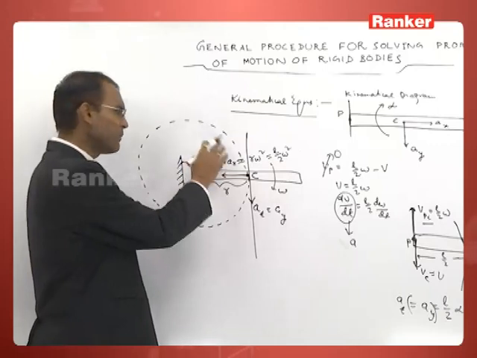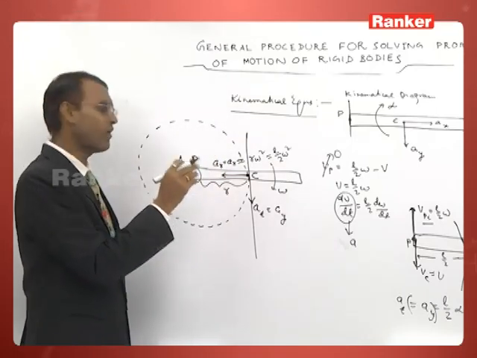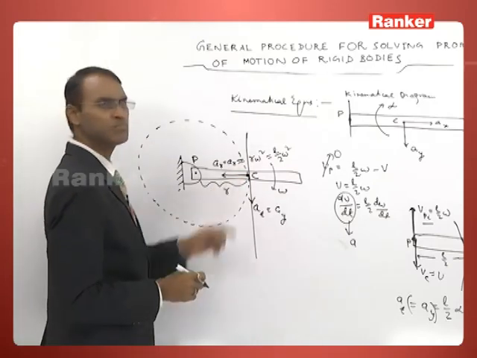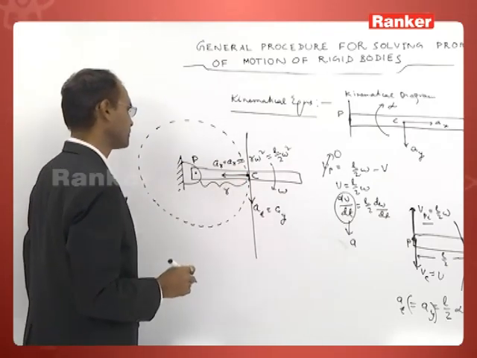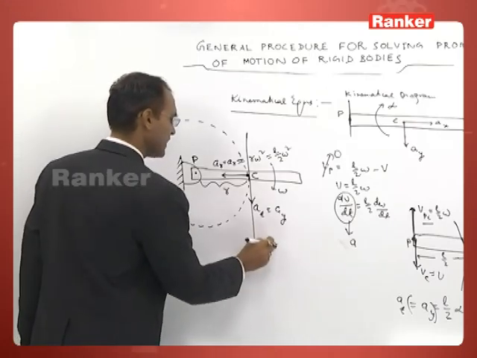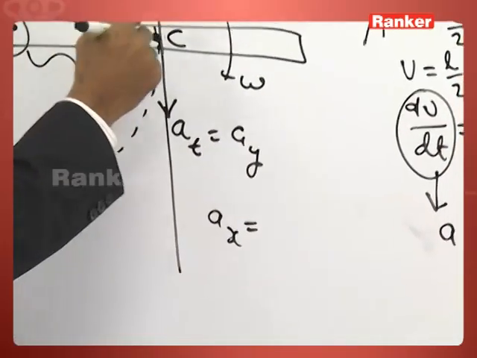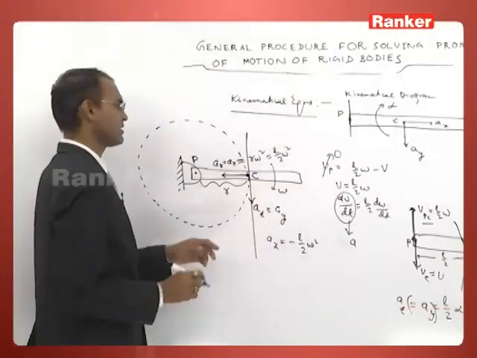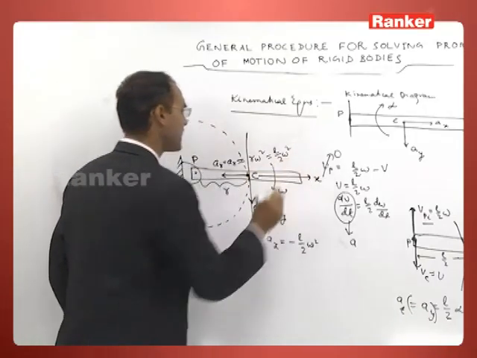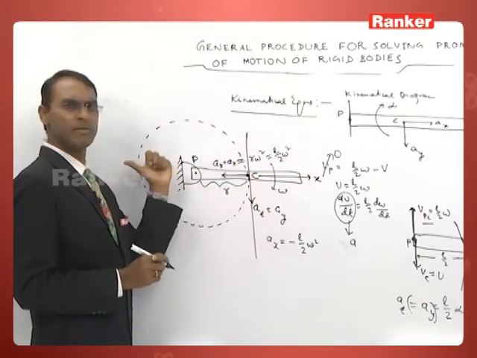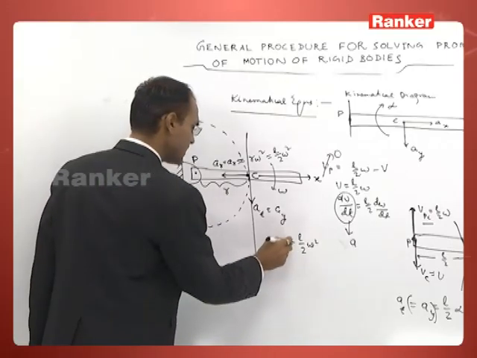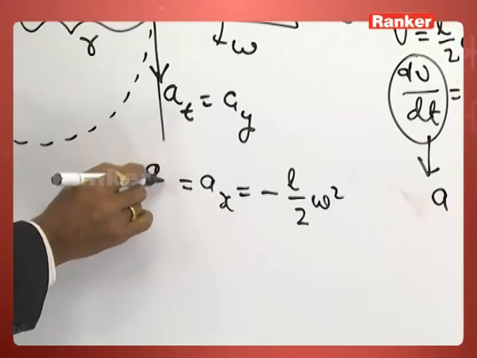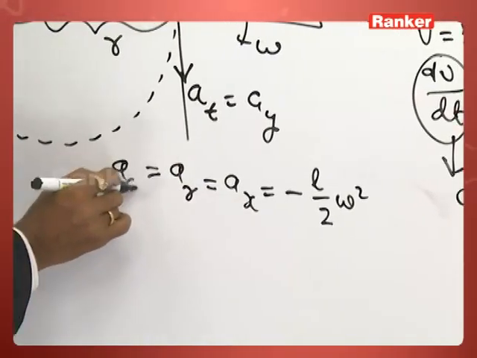So, using the simple concept of circular motion of this point, we can write x is equal to minus L by 2 omega square, because I have taken this direction as positive x direction, but it is accelerating along negative x direction. Therefore, x is equal to minus L by 2 omega square, that is none other than the radial or centripetal acceleration.